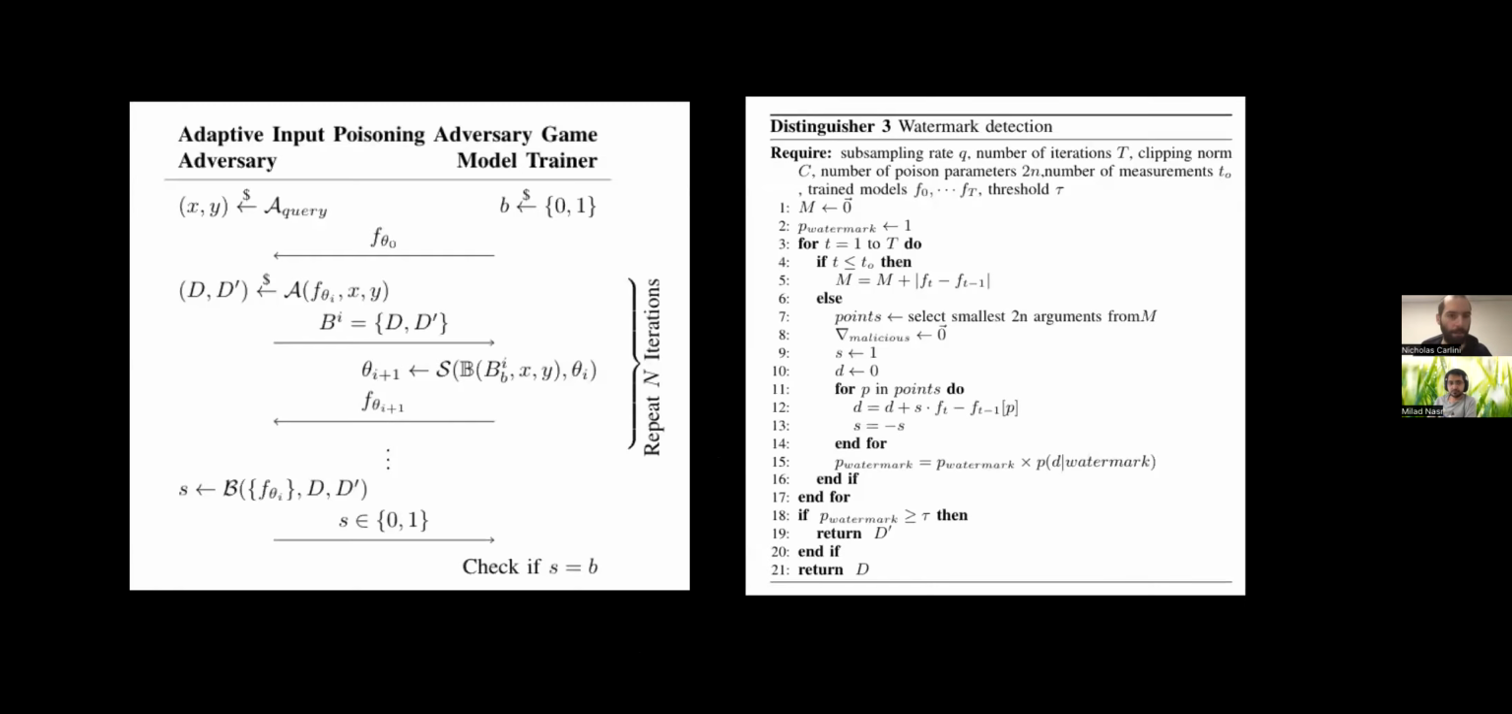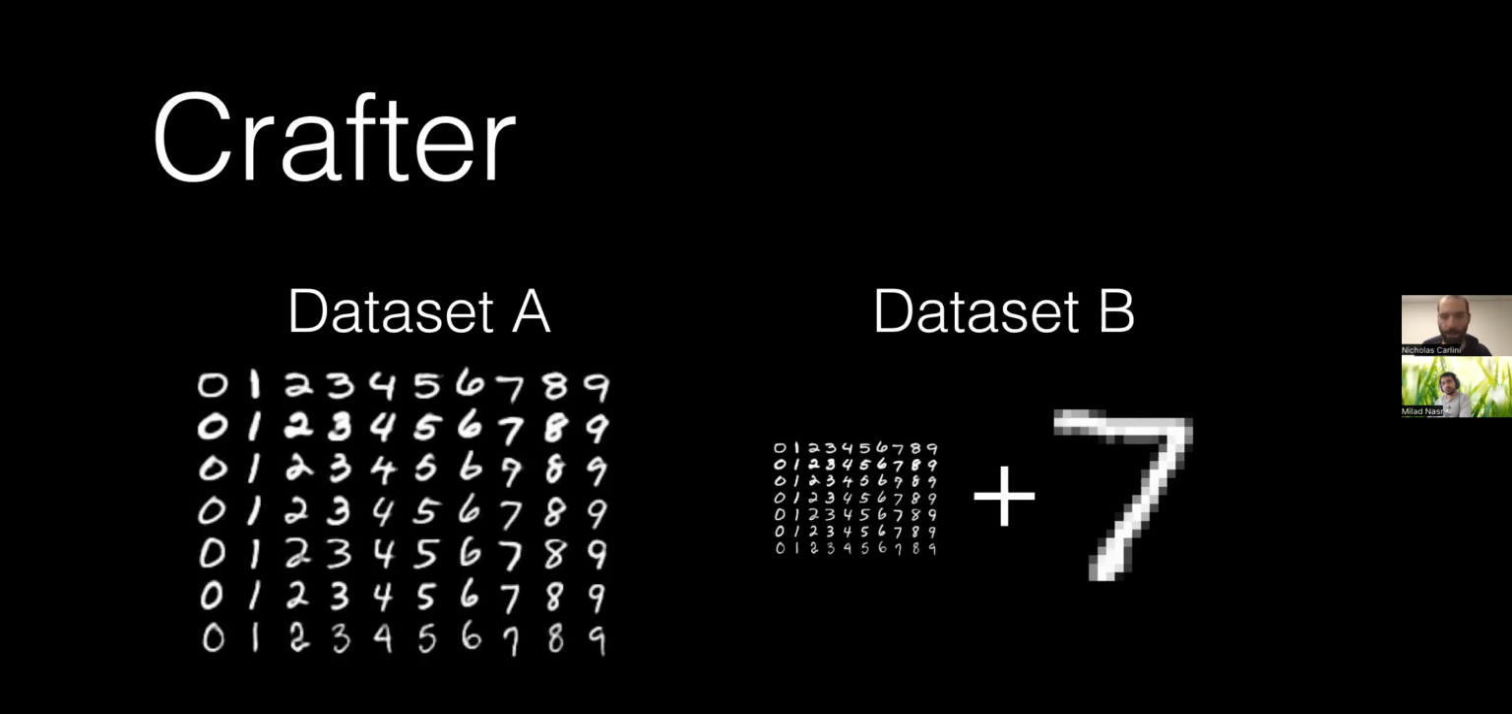Okay, very good. Let's start with the simplest version of the protocol you can imagine, which is basically membership inference.